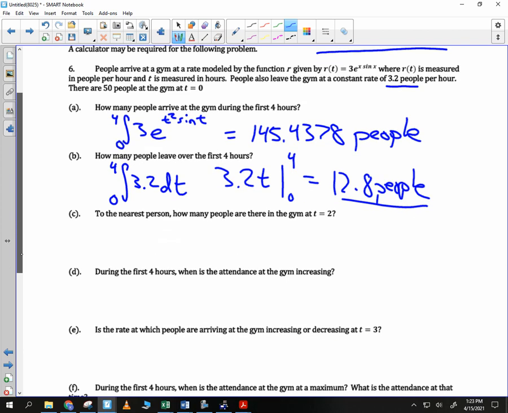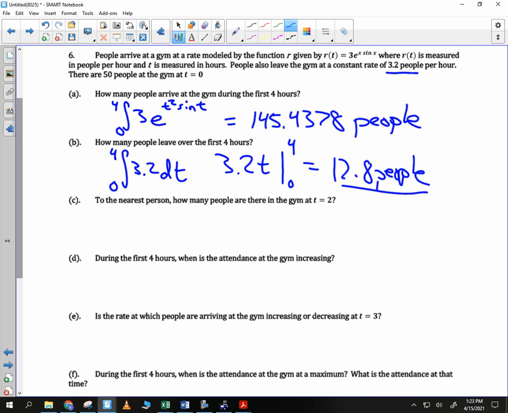So question C says, to the nearest person, how many people are there in the gym at time equals 2? How would I think about how many people there are at the gym? I would say that the 3.2 times 4, as long as you show that, they'll give you the credit. They really do like the integral setup. They really do. For sure, without a doubt, for the first one, they want to see the integral setup. If on the AP exam you just write this down, they will dock a point off for not showing your integral setup with the bounds. So they want you to show your work. Yep, that's part of it.